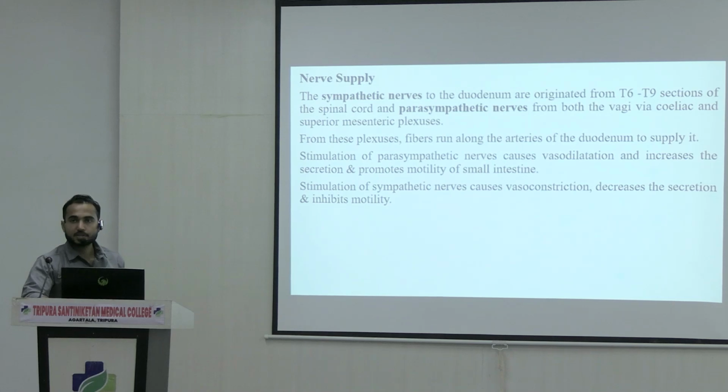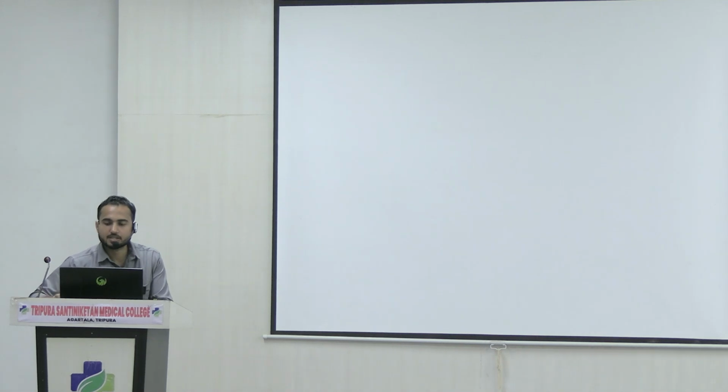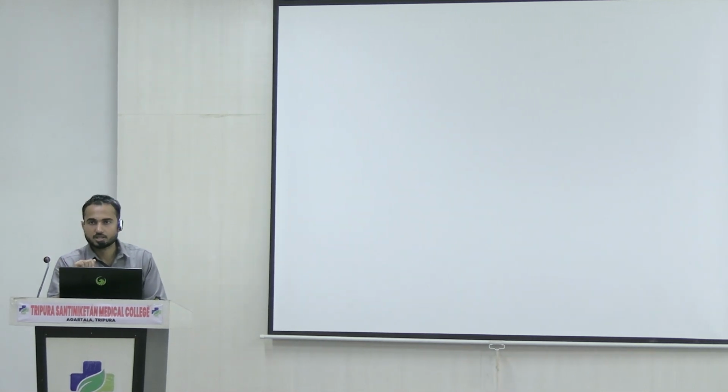Now what will the sympathetic do? It will be the opposite. It decreases secretion, that means it inhibits secretion, and it inhibits motility. So sympathetic and parasympathetic, as I said, are always opposite to each other.